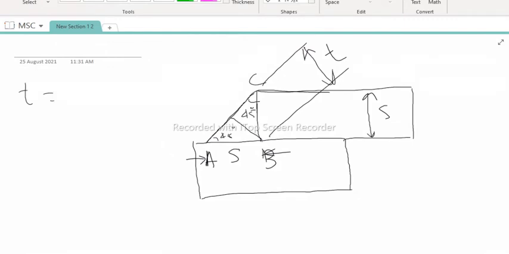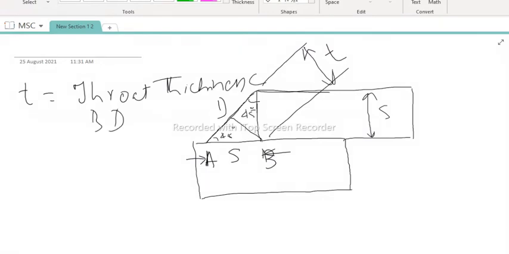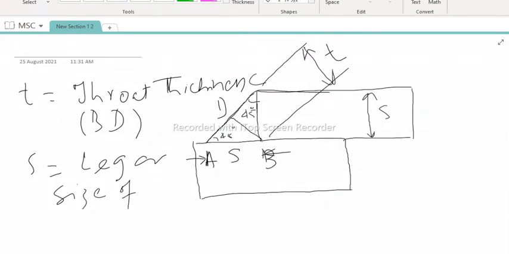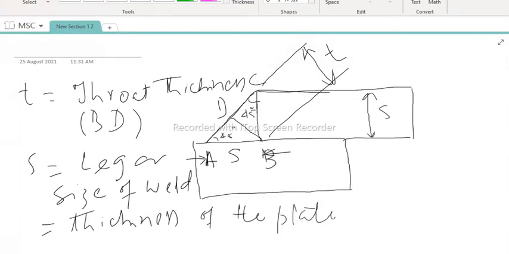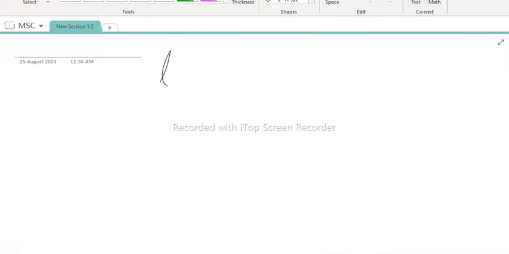Okay, so we will say D is throat thickness BD. This is D. Throat thickness BD. S we say is leg or size of weld, right, obviously is equal to thickness of the plate. Then L is length of weld.